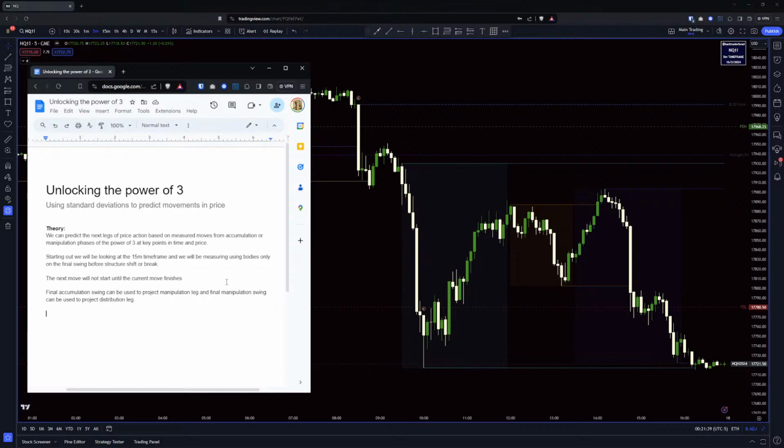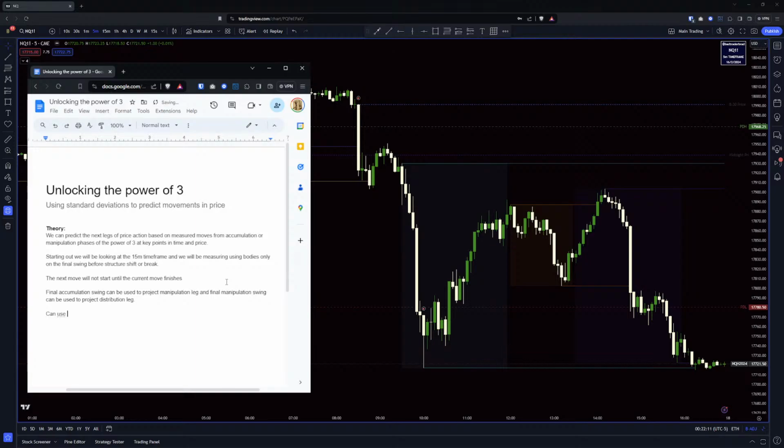But the key is bodies. The key is bodies. And I don't know why no one is talking about that. At least from what I've seen, no one's talking about using the bodies. Everyone uses the wicks, man. And sometimes they hit, but I don't think it's as accurate as using the bodies. The bodies matter. Especially when you're talking about the last swings, because the wicks can throw you off, man. Just ignore that. Okay, so final accumulation, blah, blah, blah.